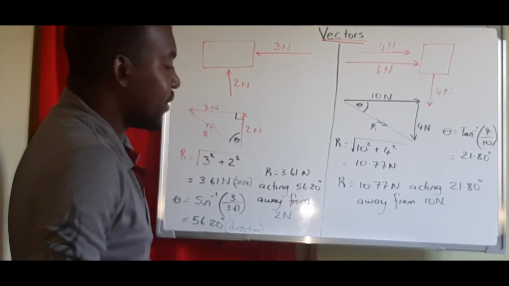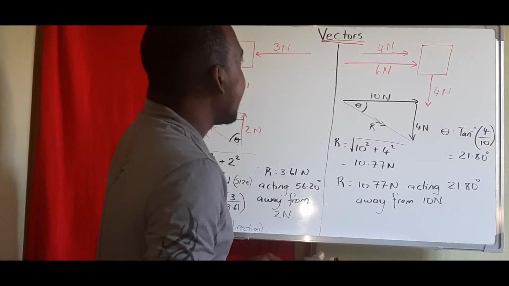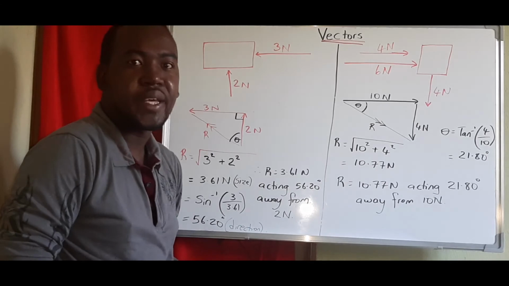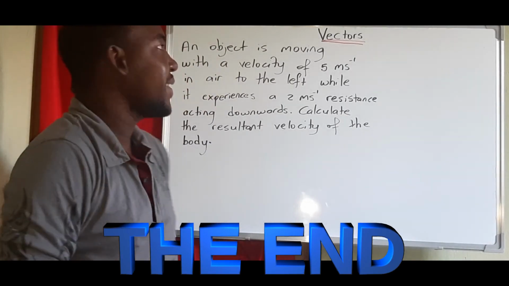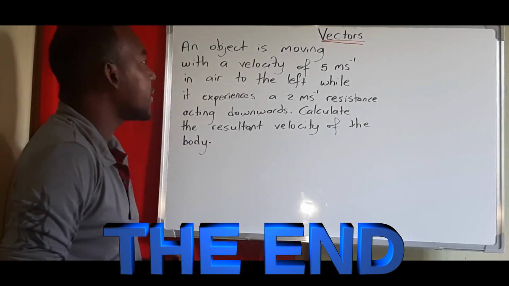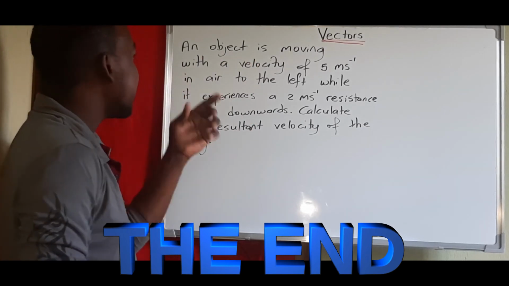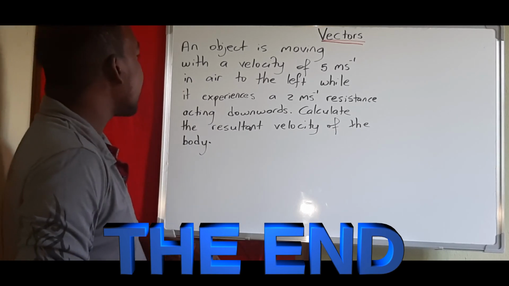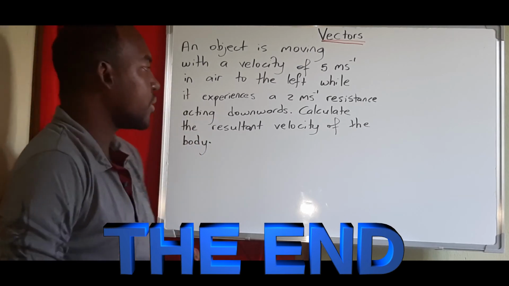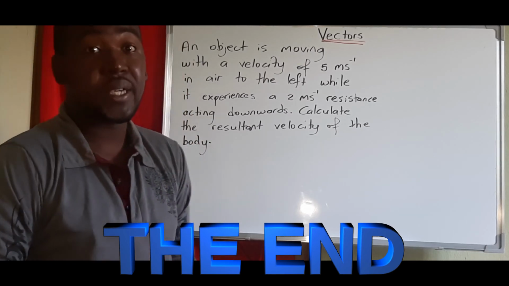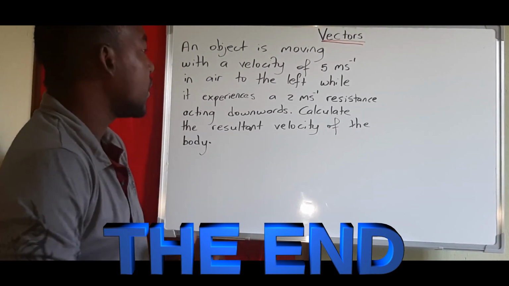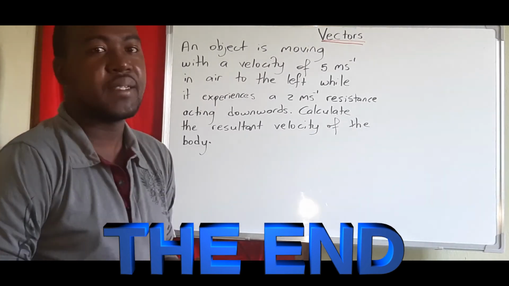Alright, so guys, I'm going to leave you with one question that you can try, and you can state in the comments below what you got for your resultant as well as for your direction. Alright guys, so this is our question here. Let me just read. An object is moving with a velocity of 5 meters per second in air to the left, while it experiences a 2 meters per second resistance acting downwards. Calculate the resultant velocity of this object. Alright, so this is your question. Please leave your comments below of your answers for your resultant as well as your direction.